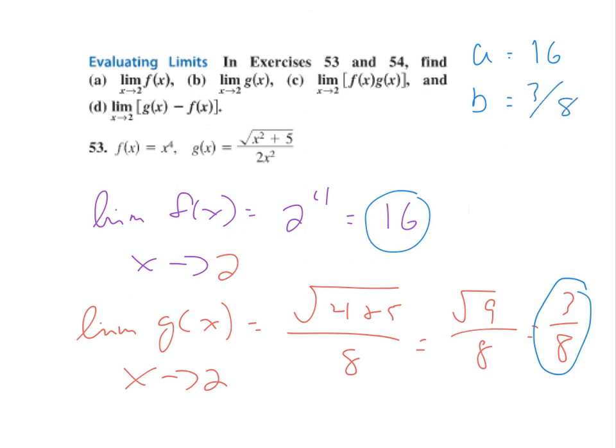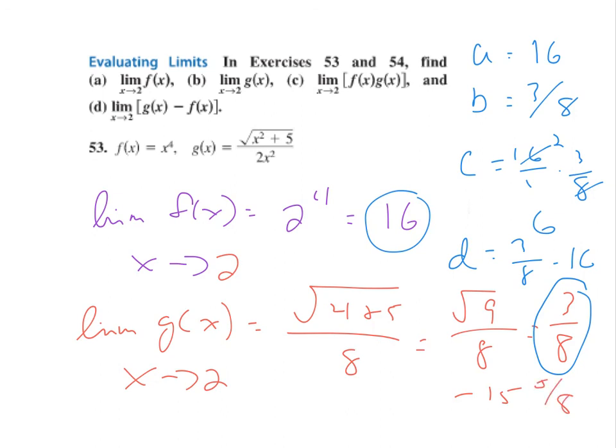What is the limit of their products? Well, it's 16 times 3/8, which is, I can cancel the 8 with the 16 and get 2. So that is equal to 6. And lastly, d. What is the difference of their limits? Well, it's 3/8 minus 16, which is, I'm going to write this down here at the bottom in red, negative 15 and 5/8.